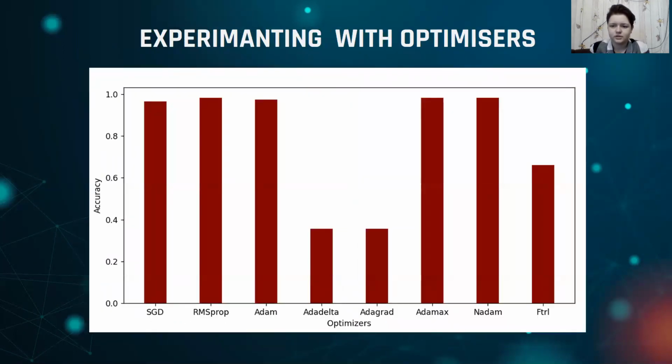On this figure, you can see the accuracy of the neural network, which uses different optimizers. From the graph, you can see that 5 functions at once showed a good result. We chose Adam because it automatically tunes itself and gives good results in a wide range of problems.